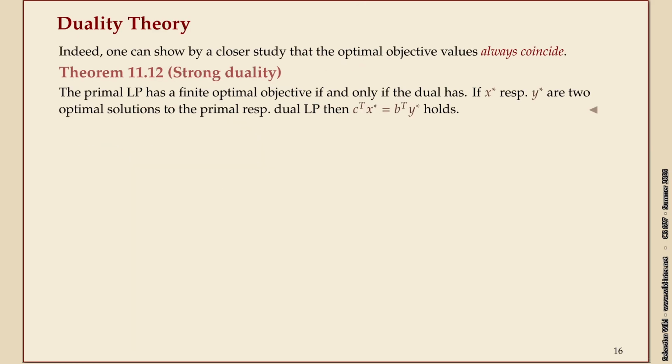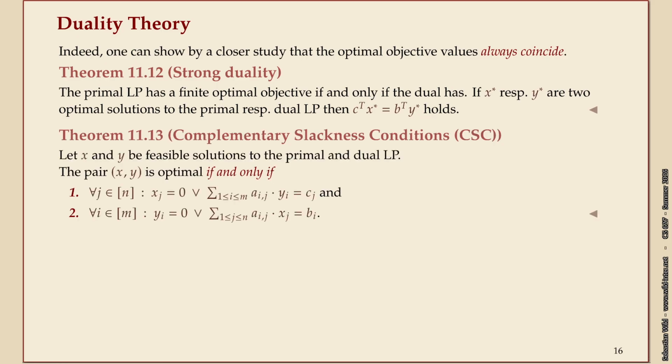The more exciting part is that you can, for LPs, show that the exactly optimal values are the same. They coincide. Formally, if you have some optimal solutions, X star and Y star for the primal and dual respectively, then the objective values match. That's a bit more linear algebra to prove, so I'm not too keen on doing it. We're just going to use this as a fact.